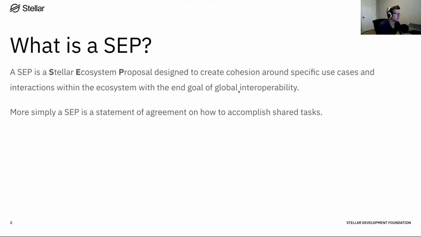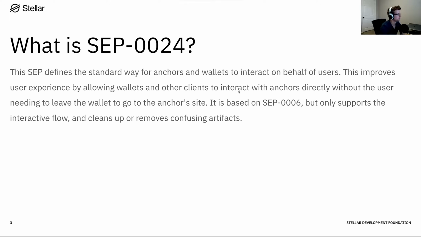So again, the idea of we're all going to be facing similar problems. What are the best ways to address those problems so that as we solve them, we have implementations or solutions which are all the same, so we create interoperability where our services can interact with one another because we've all done the same thing. More simply, a SEP is a statement of agreement on how to accomplish shared tasks.